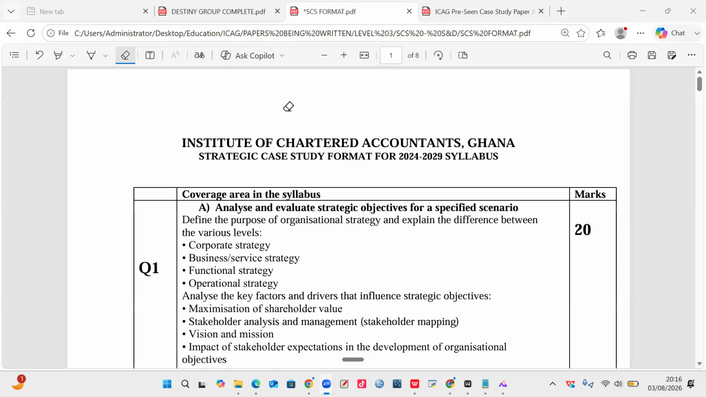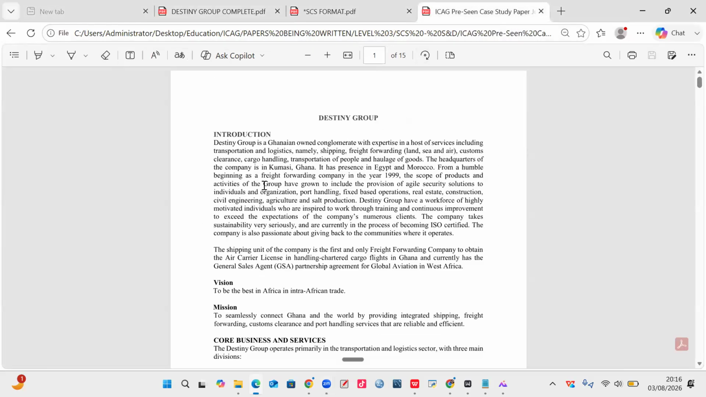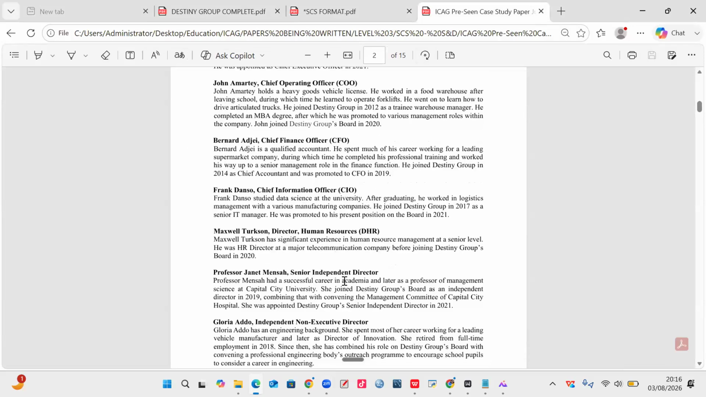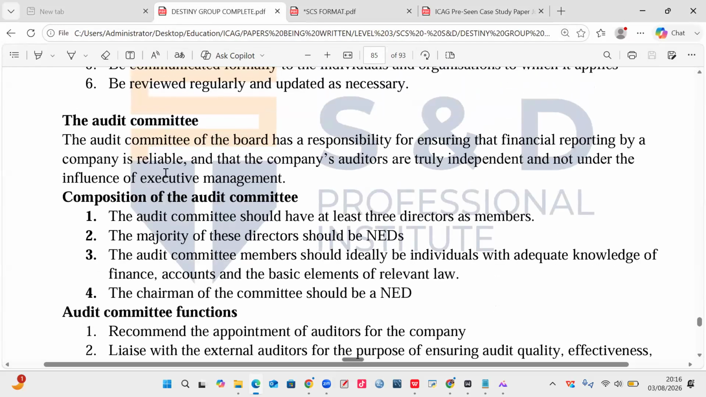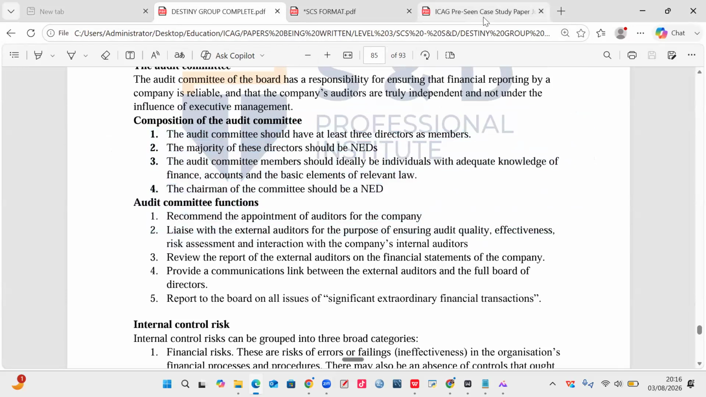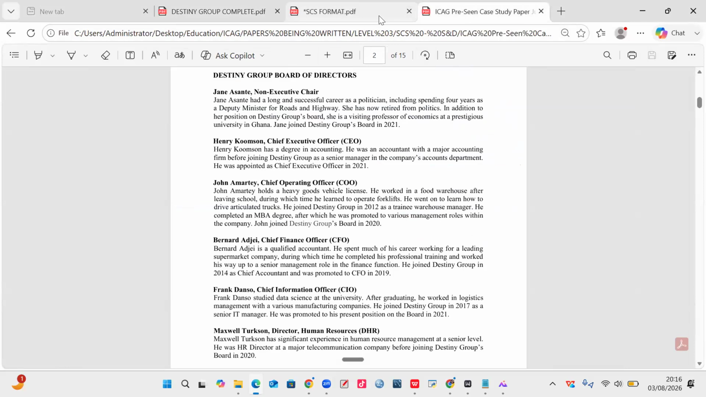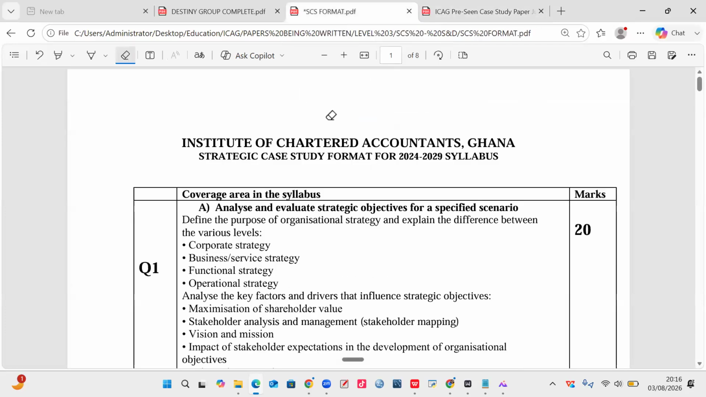I've displayed the formats for the strategy case, and this was last year's pre-seen. And this was how the lecturer approached it. One thing I would say is for those researching, we have two options. Yesterday, when we met, I spoke about the two options we have. So today we will look at it.